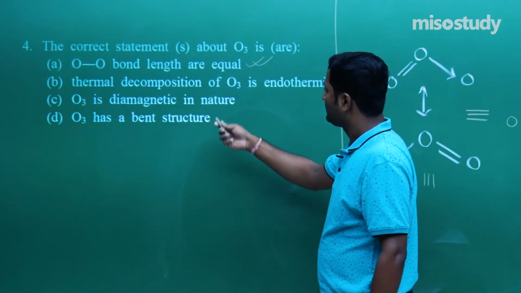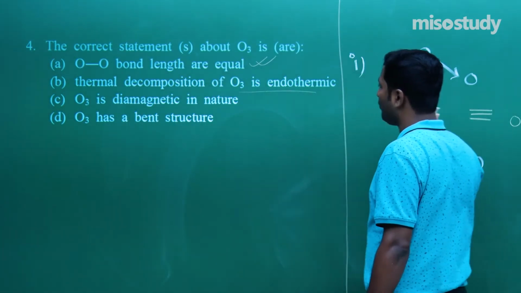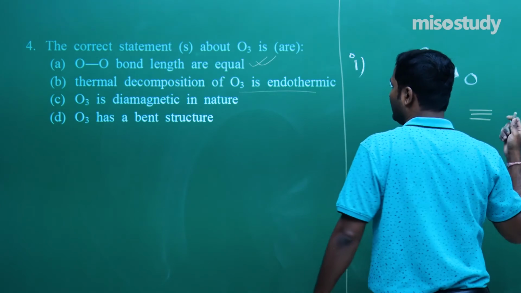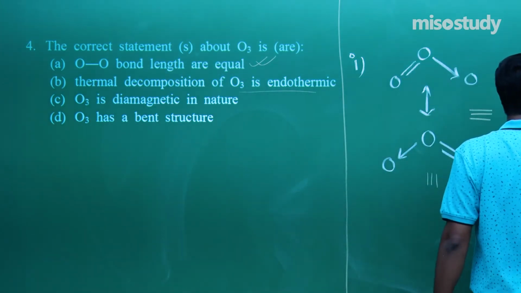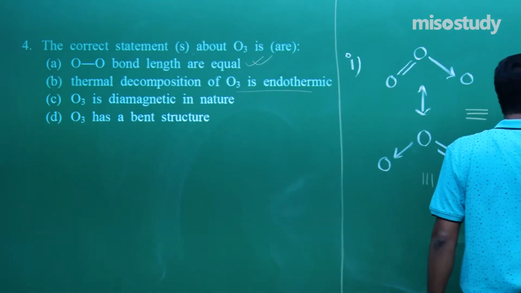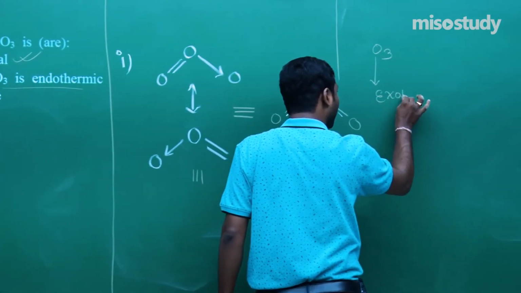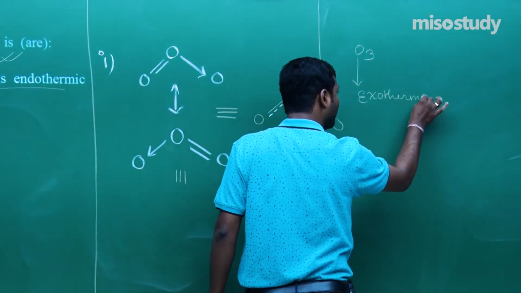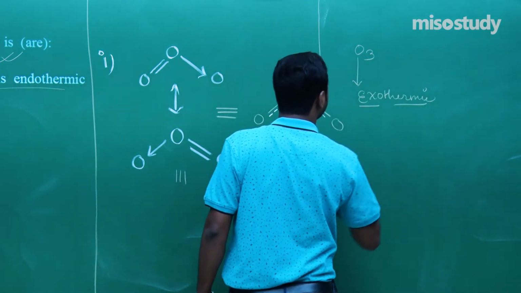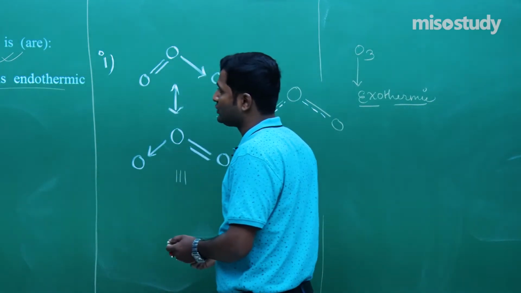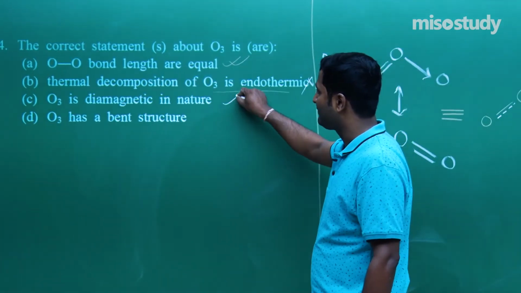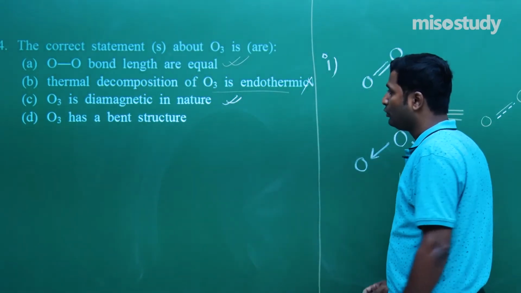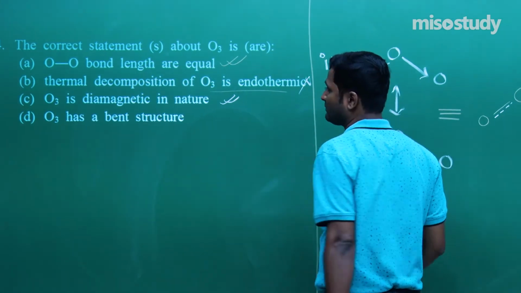Now, thermal decomposition of O3 is endothermic. This is not a correct statement. Thermal decomposition of O3 is not endothermic. An enormous amount of energy is released, so this is exothermic in nature. This one is wrong. O3 is diamagnetic in nature. Definitely it is diamagnetic in nature. O3 has a bent structure.